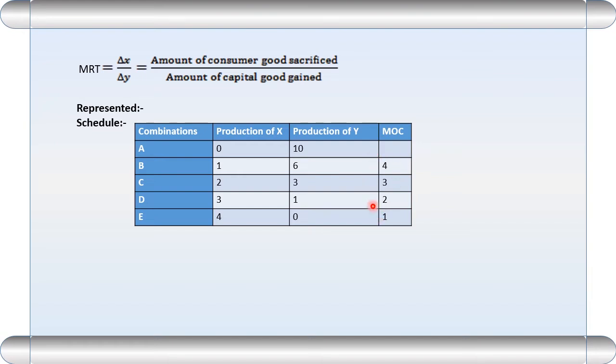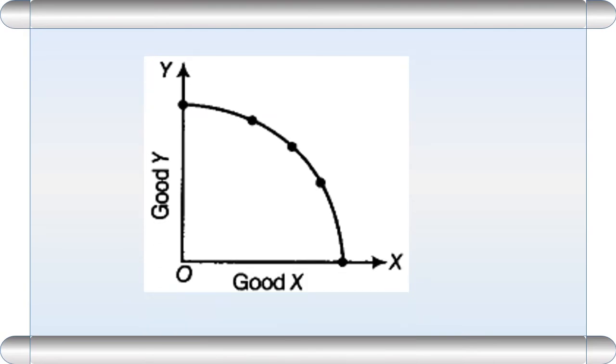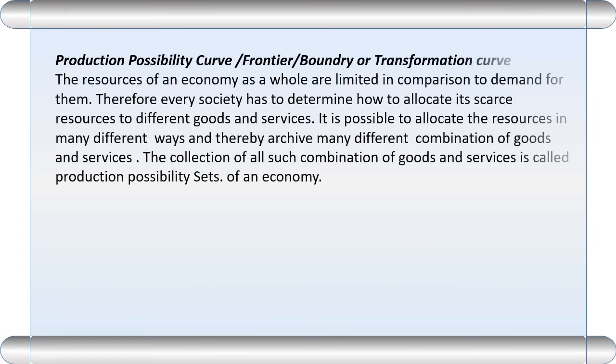So here we can see that the MOC is falling, and we know that the MOC is 4, 3, 2, 1. Through the graph, we can represent the marginal opportunity cost in this way. This is A option, this is B option, this is C option, this is D option, and this will be the E option. Now let us see the most important topic, that is the production possibility curve. Remember one thing, this topic is very very important, and the possibility of asking this question is more.